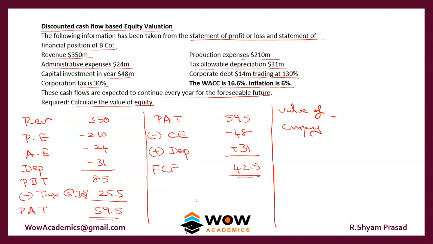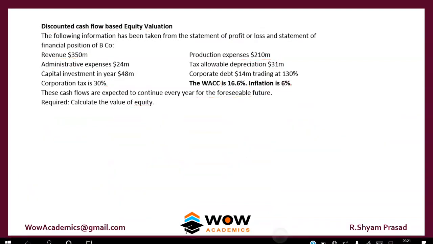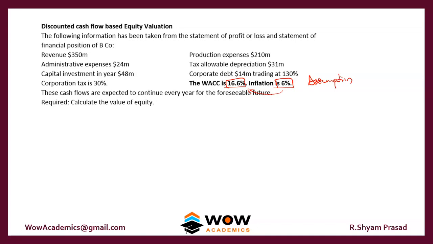The value of the company is the free cash flow divided by the WACC. The free cash flow is 42.5. But what about the WACC? The WACC has been already given as 16.6, which includes the inflation. That is an assumption. Usually in the exam they will tell whether inflation is added or not, but here we will say that the inflation is added onto the WACC.